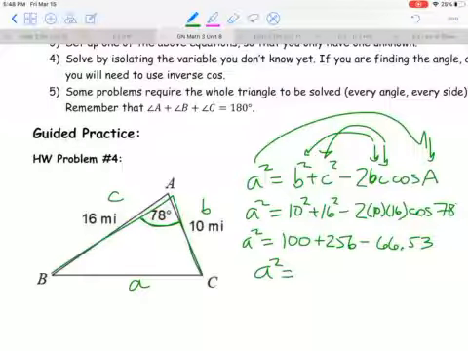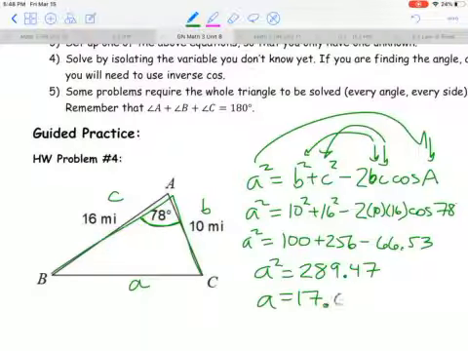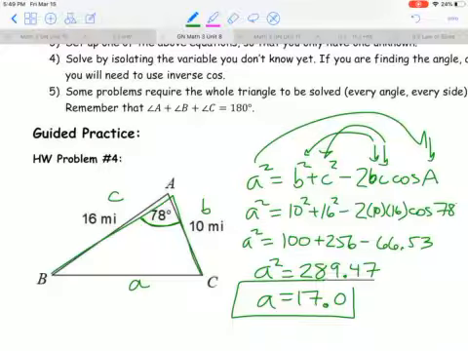So I'm going to add those all up, minus the 66 to get 289.47, and then I square root. So A is 17.0. Oh, and it's in miles. So pretty straightforward to use. It's just figuring out the equations because you don't have them given for you.